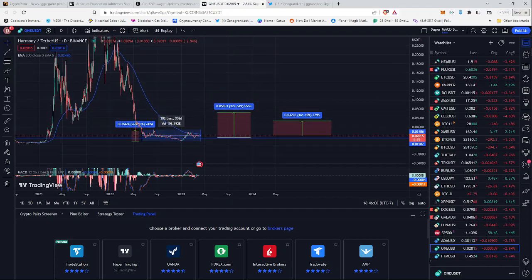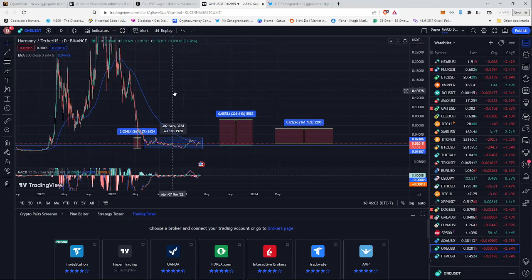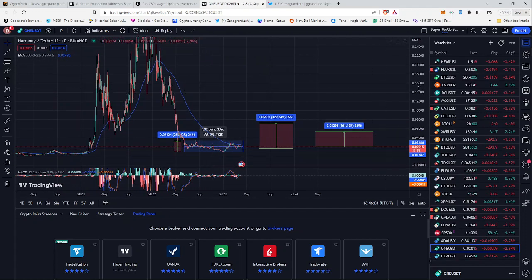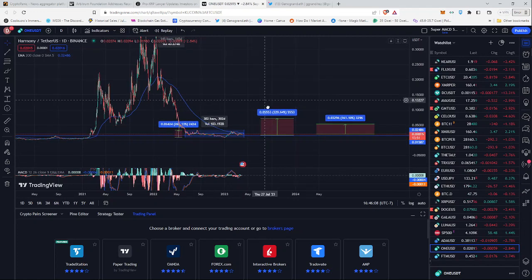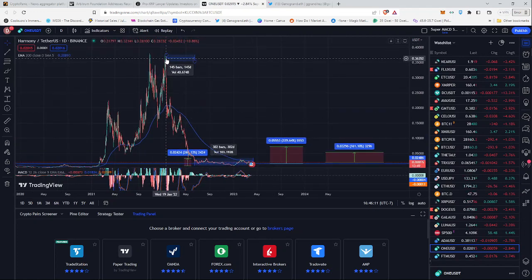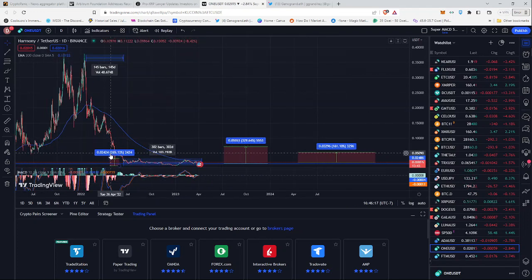And so yeah, just looking at Harmony here, same thing as before. We have the 200-day EMA. We have the highs, which were in January of 2022 for Harmony. And since then, we've been declining. So we can say we've declined for about half a year, or about 4 or 5 months.